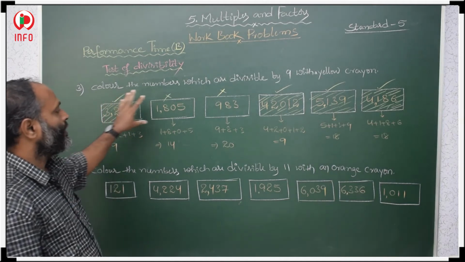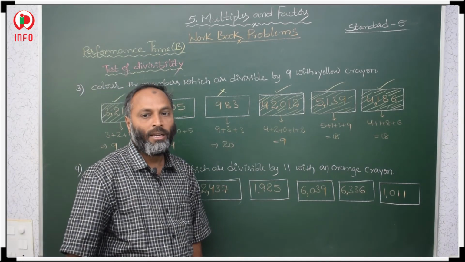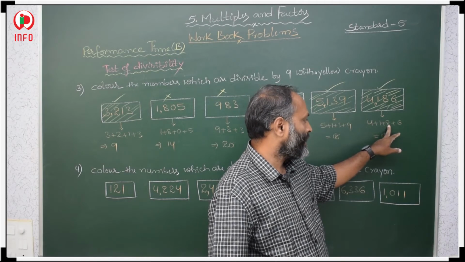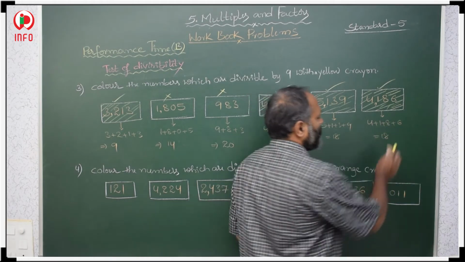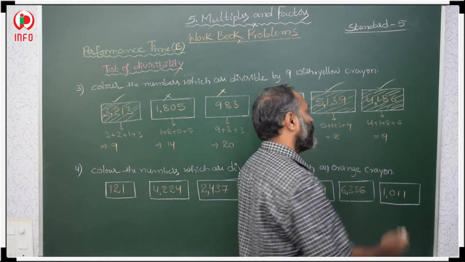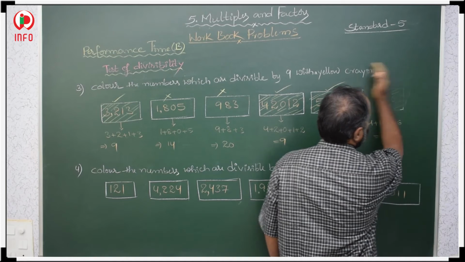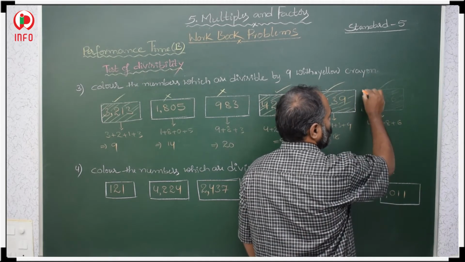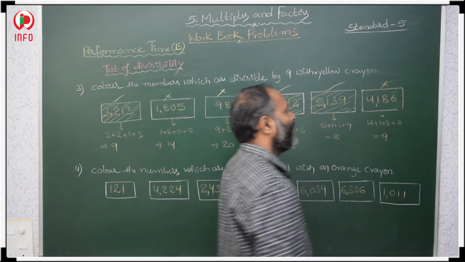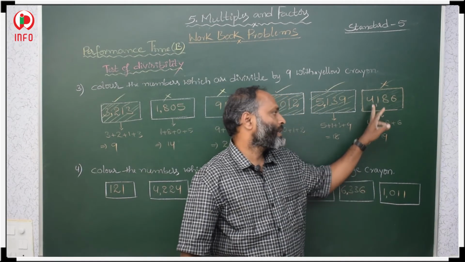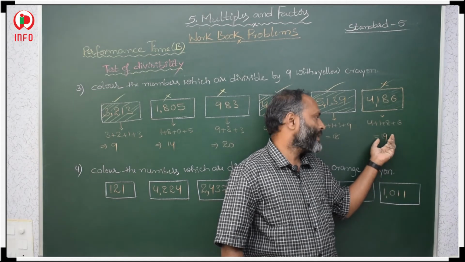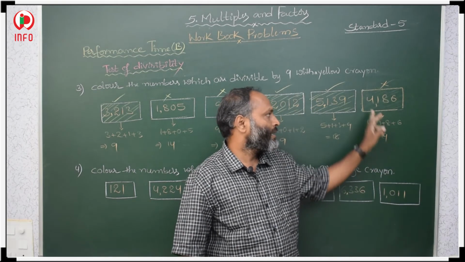So, in the given 6 numbers, 4 numbers are divisible by 9. Once you check 4 plus 1 is 5, 5 plus 8 is 13, 13 plus 6 is 19. Here it is 19, not 18. This 19 is not divisible by 9. So, 4186 is not divisible by 9. Why? Because the sum of the digits, 4 plus 1 is 5, 5 plus 8 is 13, 13 plus 6 is 19. The sum is 19, and 19 is not divisible by 9. So, this number is not divisible by 9.